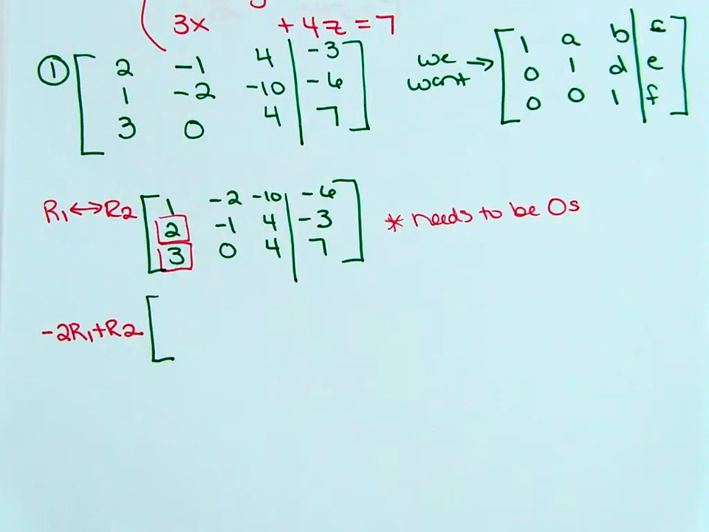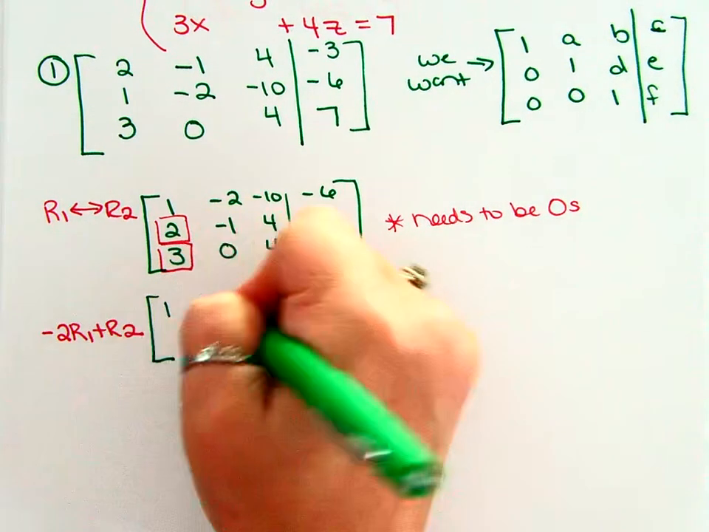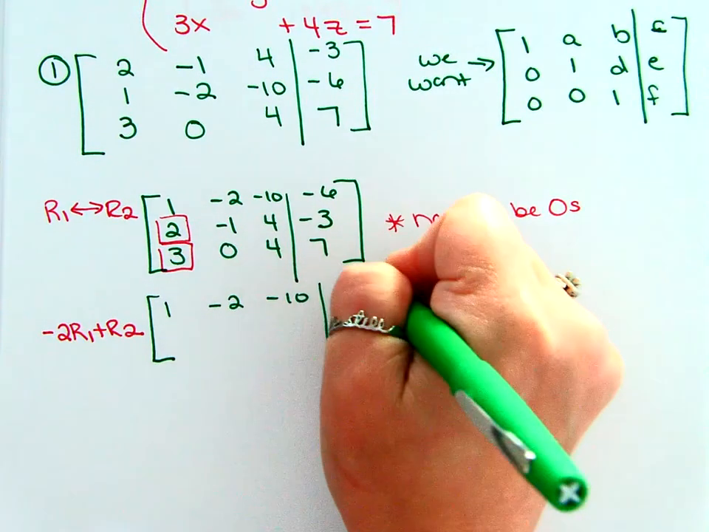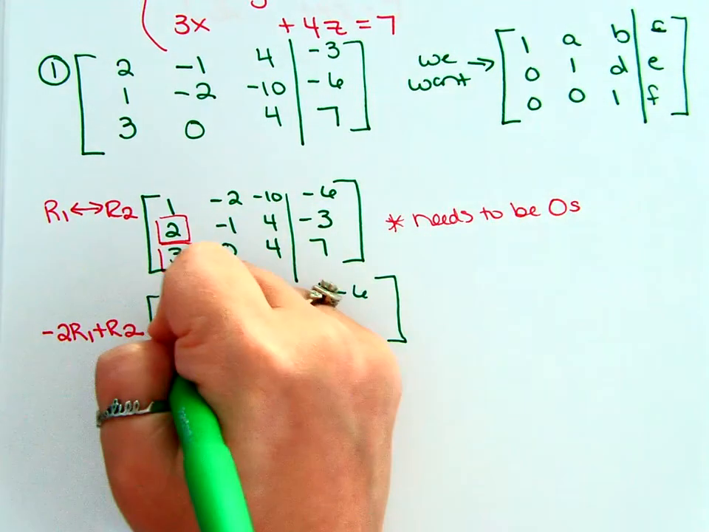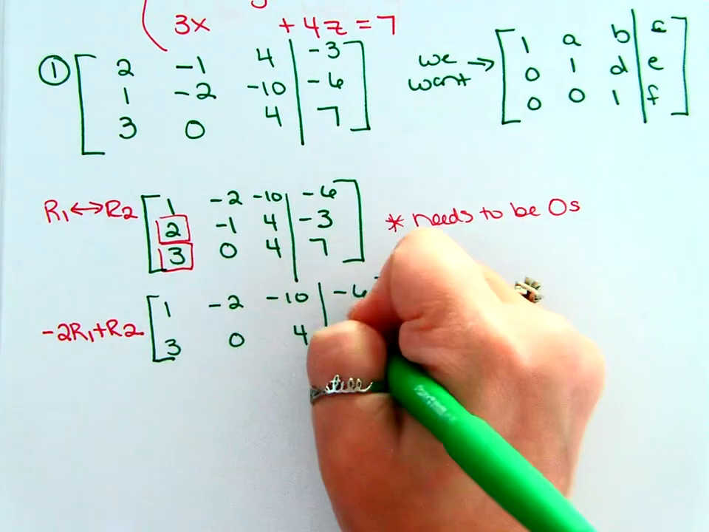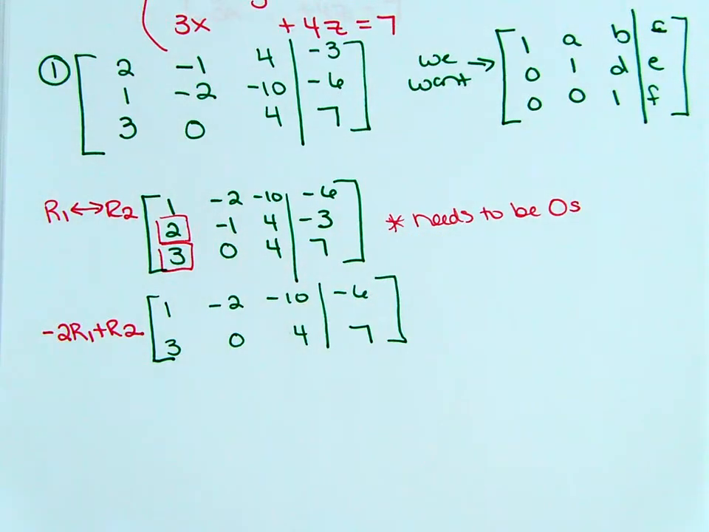So row 1 stays. Row 3 stays. As you get more comfortable, you'll be able to do more than one thing at a time, and I'll show you that in a minute. But for right now, don't feel like you have to rush it. Take it step by step by step.